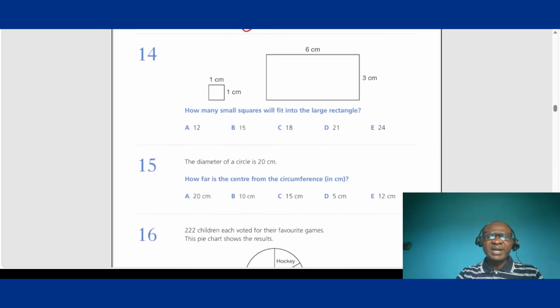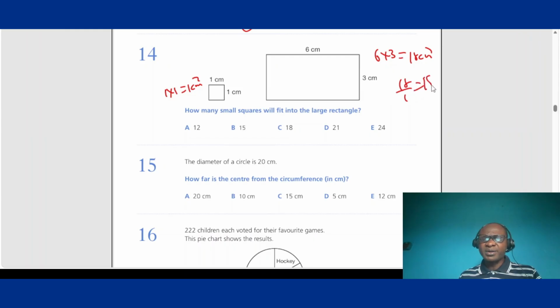Question number 14, and it says, how many small squares will fit into the large rectangle? Since we want to fit it into this large rectangle, let's find the area. That is 1 multiplied by 1 equal to 1 cm square. We find the area here. 6 multiplied by 3 is equal to 18 cm square. So to fit this into the rectangle, 18 divided by 1 is 18. Correct option is 18. So you are moving these squares into the rectangle, and the 18 of them will fill the space in the rectangle.